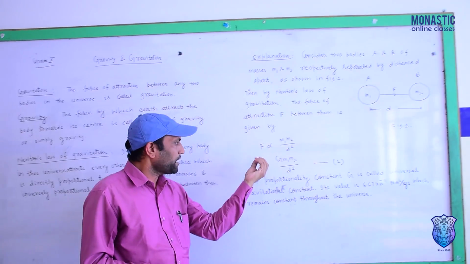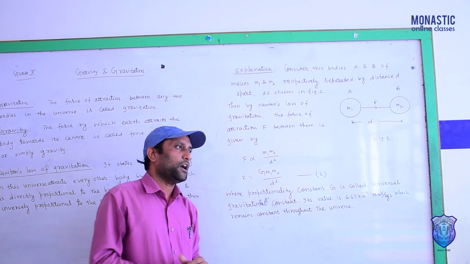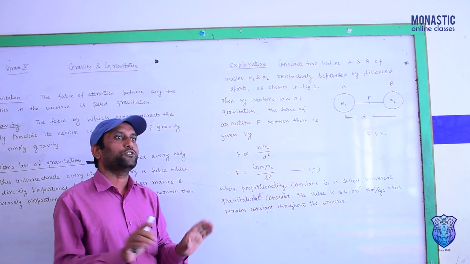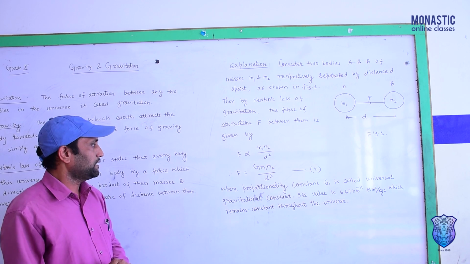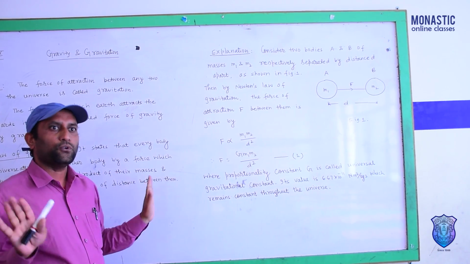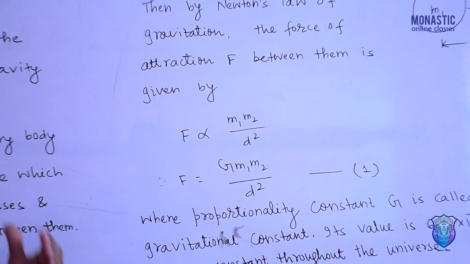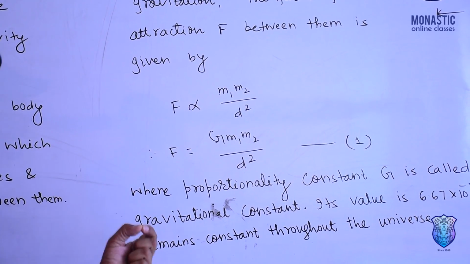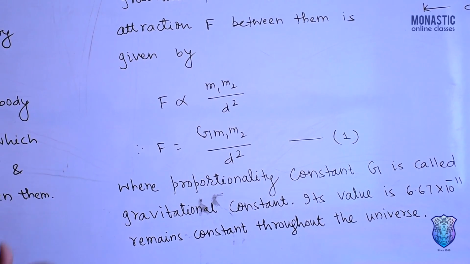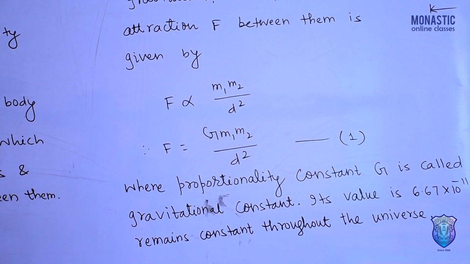Now from this, how can we define this G? How can we define the universal gravitational constant? The question may ask, define universal gravitational constant. This constant appeared only in Newton's law of gravitation, not in any other law. So we can say the constant appearing in Newton's law of gravitation is known as the universal gravitational constant.